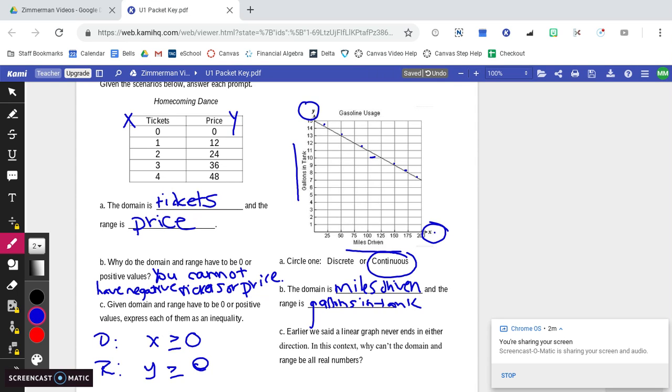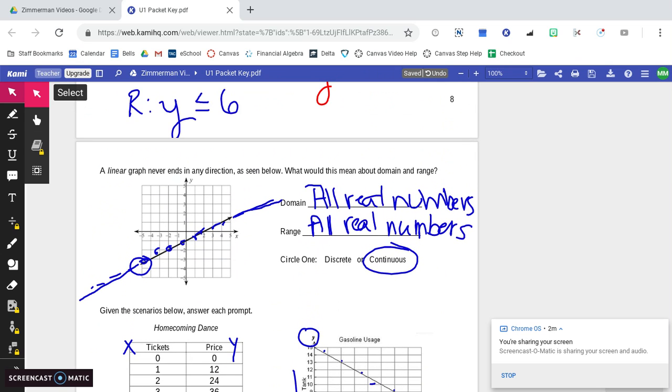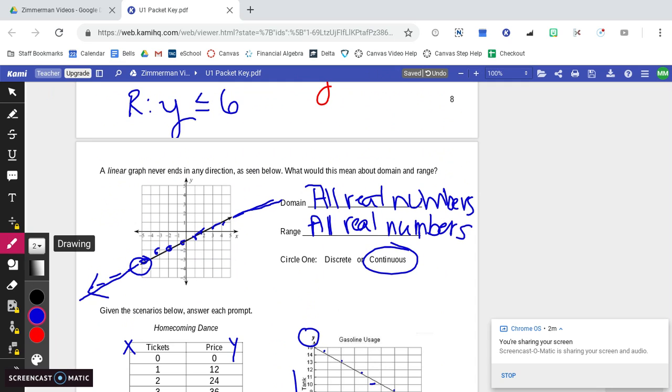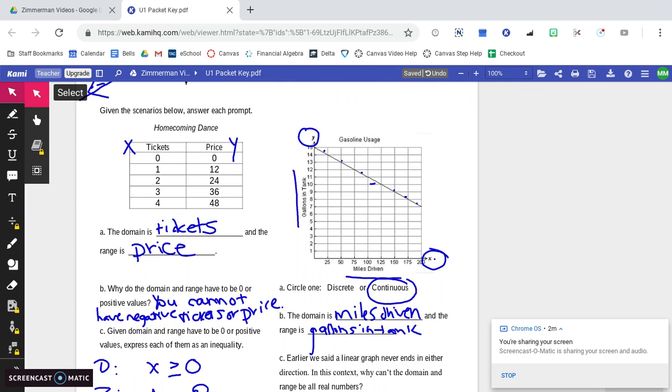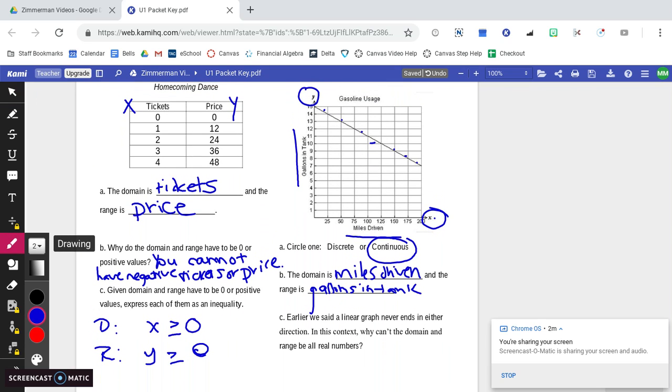Earlier we said a linear graph never ends in either direction. In this context, why can't the domain and range be all real numbers? By earlier, we're talking about the example above. We said a graph that is a straight line continues on forever and ever, left to right and bottom to top. But that wouldn't make sense for a problem like we see here. It has to have a limit.